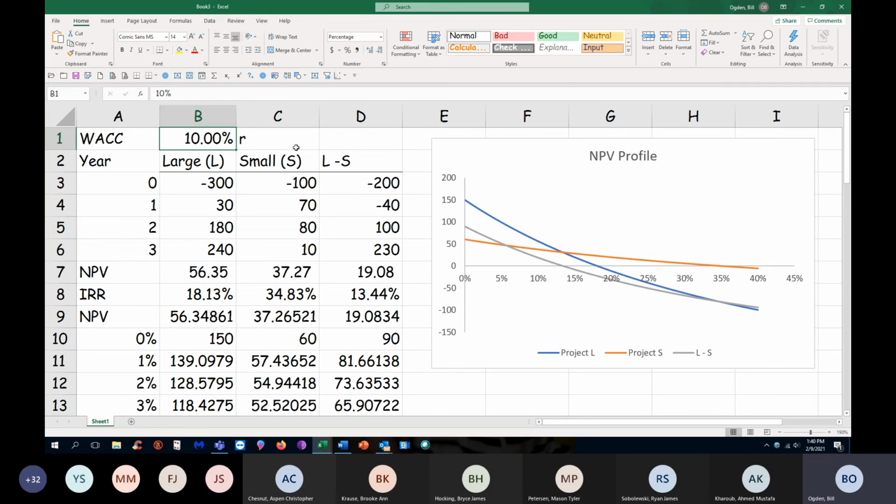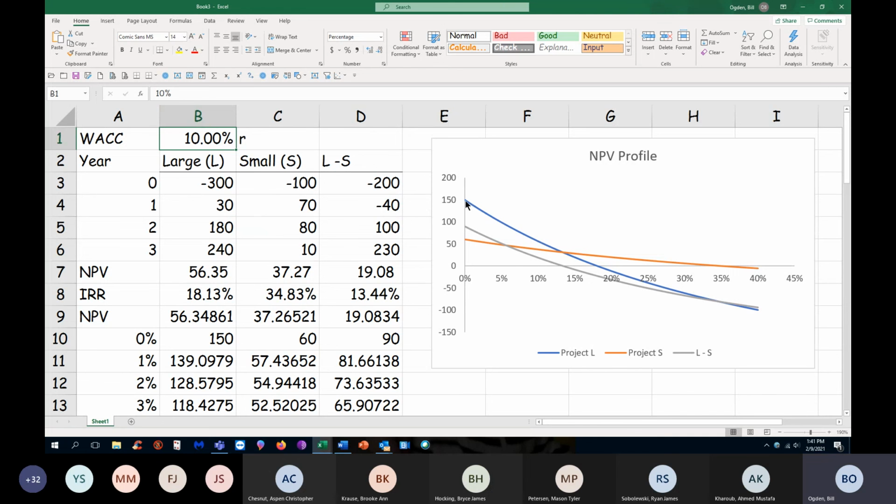All right, and how can I make this happen for the small project? Well, its IRR is 34.83. You see, that's way out here, isn't it? It's about right here. So if the cost of capital exceeds 34.83%, I should be rejecting the S project. So we can prove that. Let's set our discount rate equal to 34.83%, and look what happens. Okay. So yes, I would say no to that project at that rate. That's a very high rate though, isn't it?